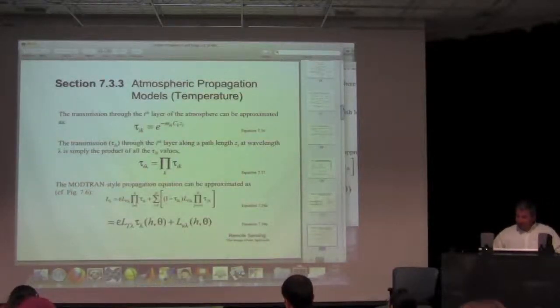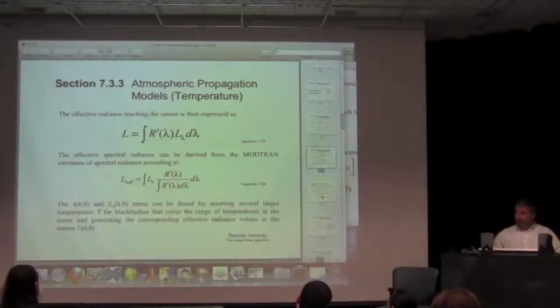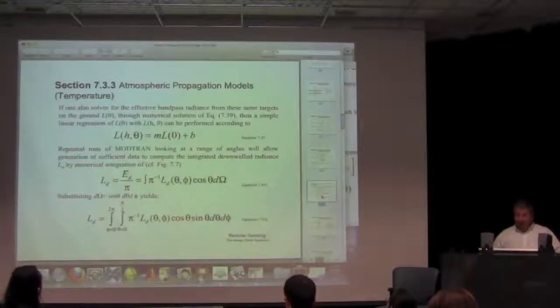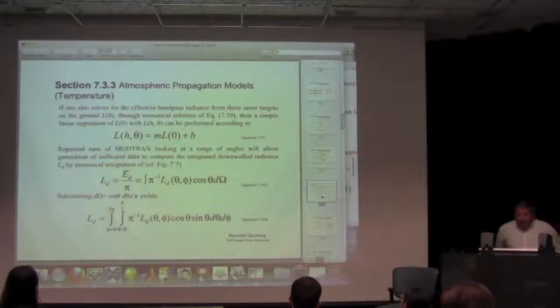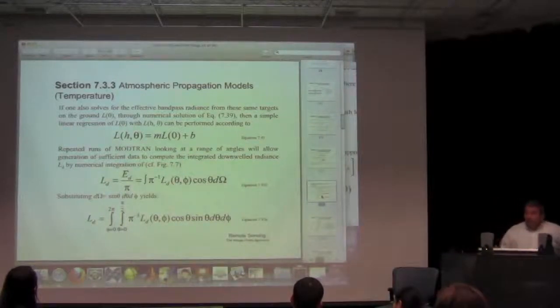All right. Multiply by the response function, and we have our effective band radiance. That gives us tau, that gives us L_U, right? And that's two of the terms we need, but we also need L_D. Okay?